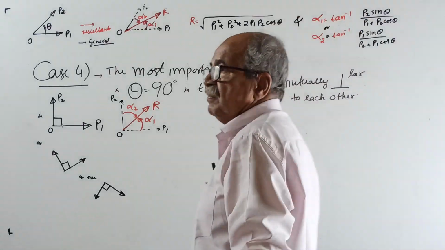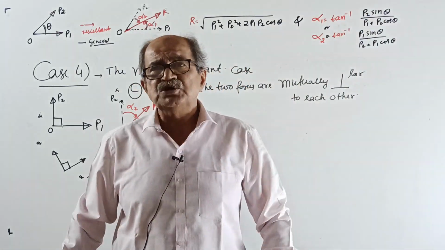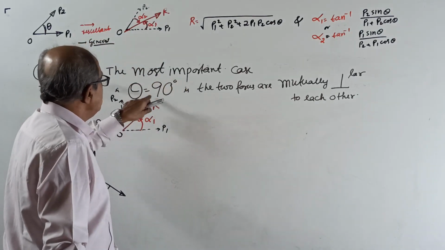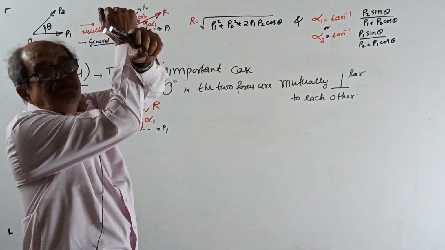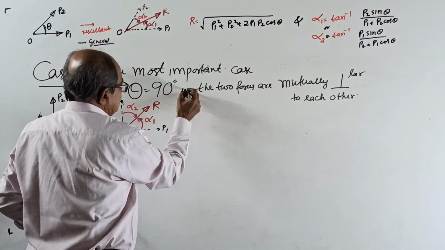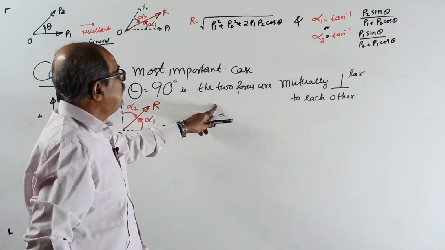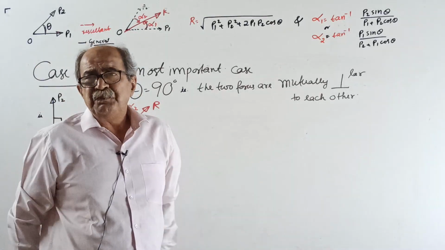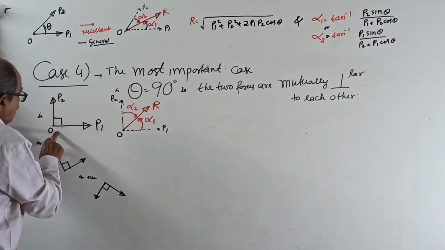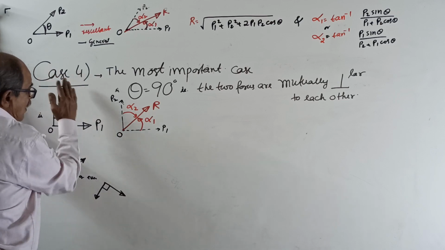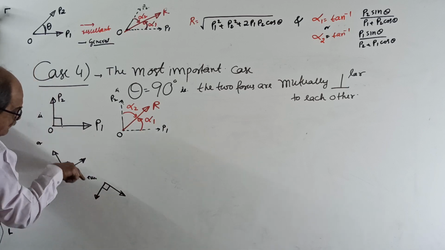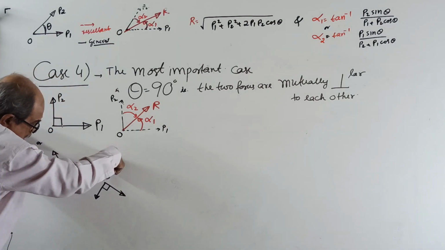Now consider the most important case, case 4, that is theta equal to 90 degrees. That means the two forces are mutually perpendicular to each other. If P1 is like this, P2 is like this. Even P1 can be like this, but P2 should be like this. Even P1 can go this way, P2 like this.